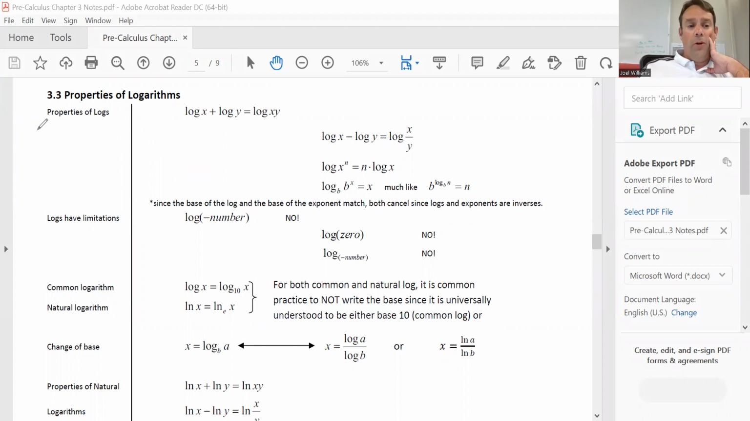Our first rule was our definition of logs. That said that the log base b of any number x equals y, and if we wanted to, we could change that to its exponential form. The base of the log is going to be the same as the base of the exponential form, but the x and the y trade spots.